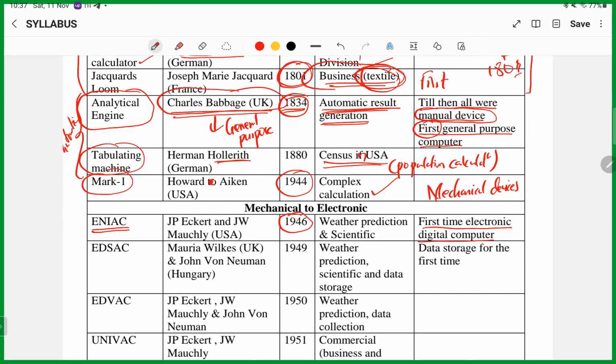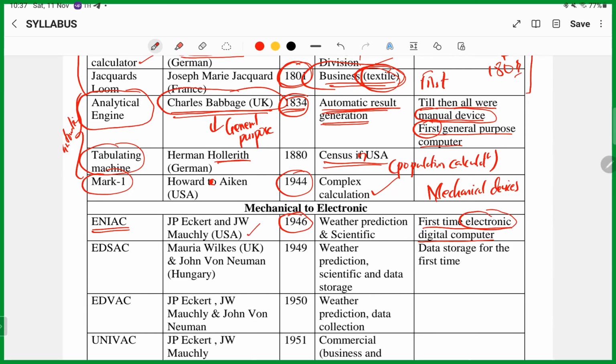Analytical engine, introduced by Charles Babbage, was the first general purpose computer. First mechanical computer, first automatic computer. Until then there were manual computers. Here, for the first time, an electronic digital computer was used. They were founded by JP Eckert and JV Mauchly.